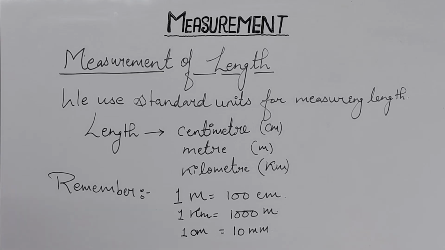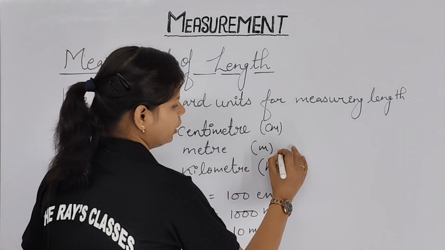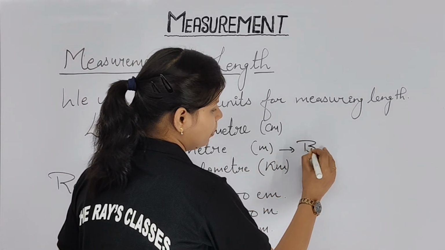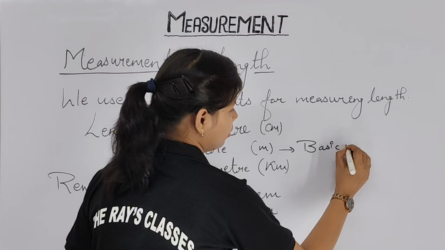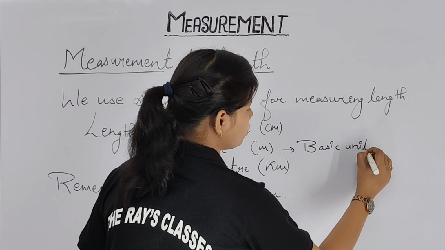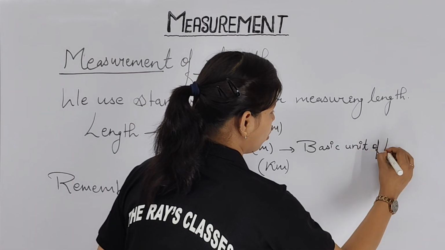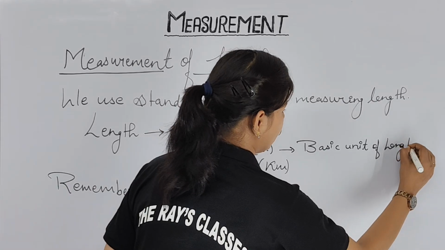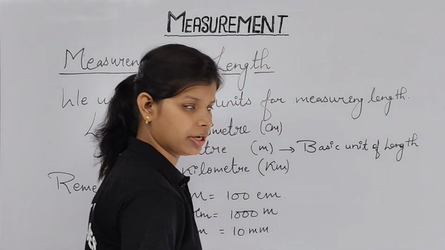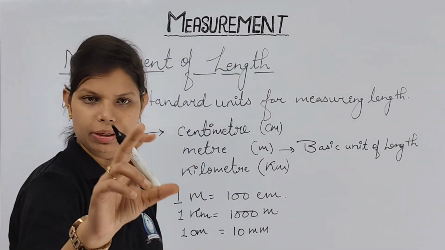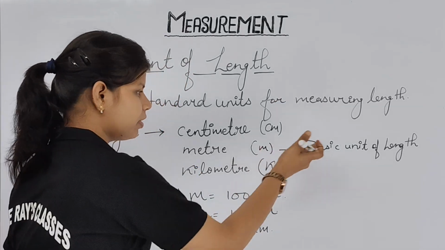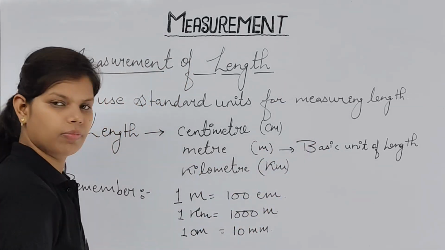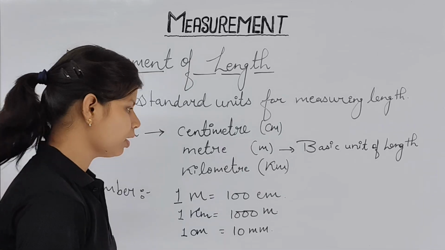Or I can also write: what is a meter? Meter is a basic unit of length. Basic unit means what we are generally using. Often we are using centimeter, but mostly we are using meter. Clear? Are you sure about it?